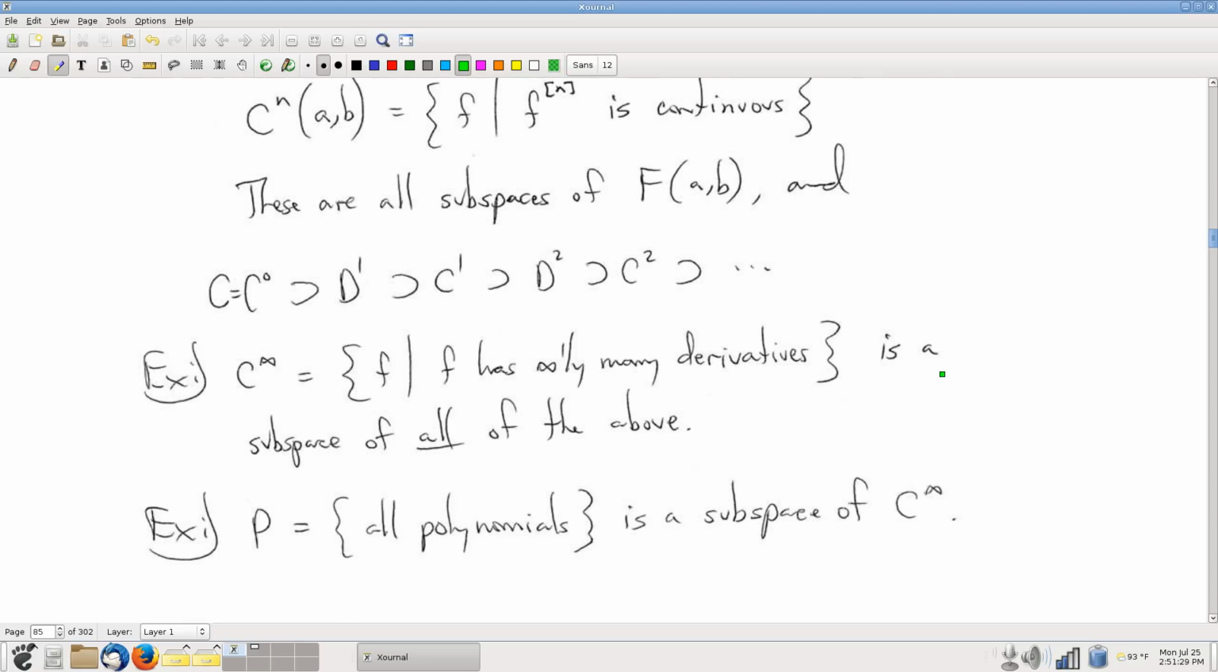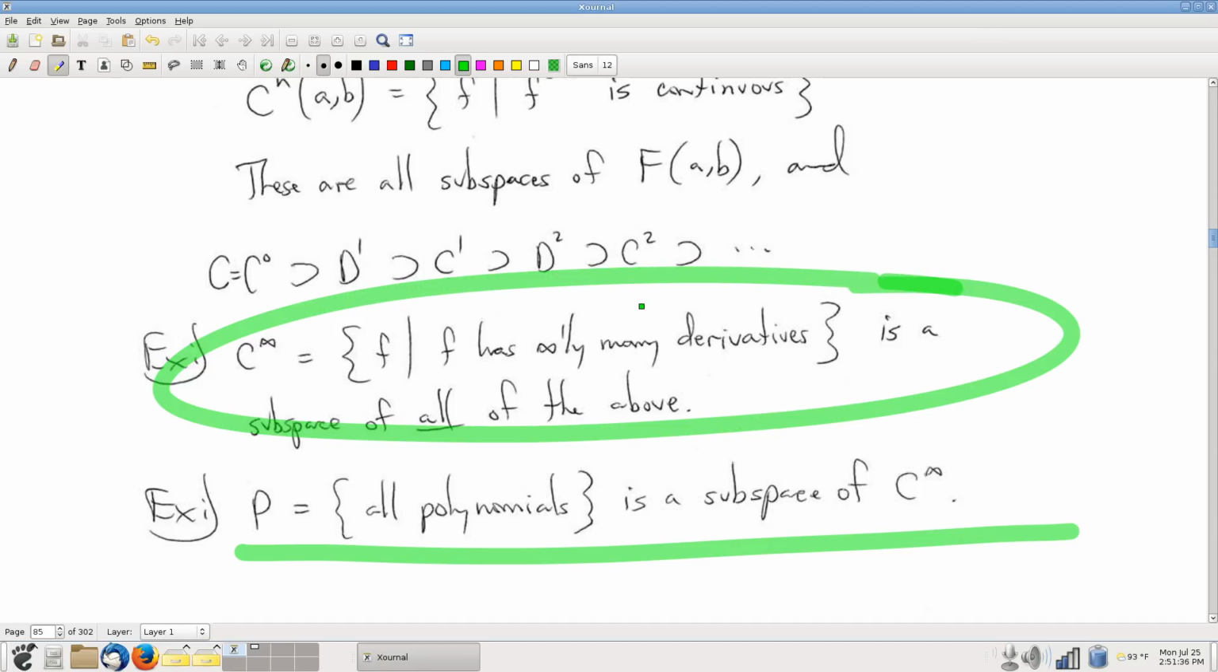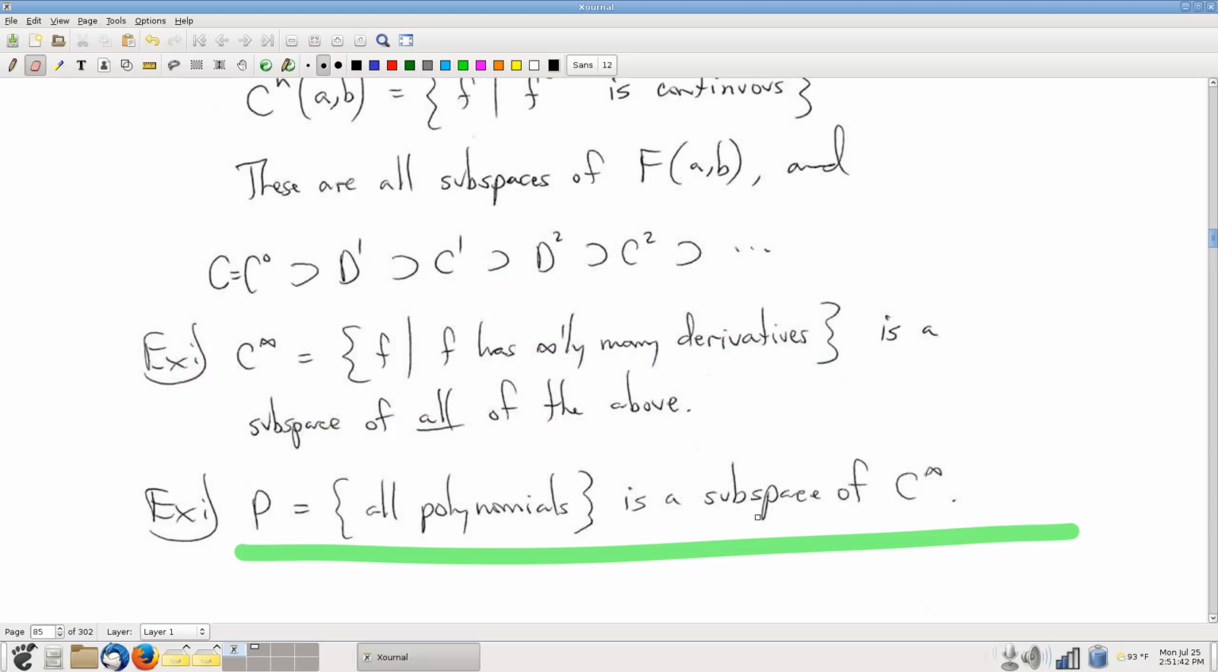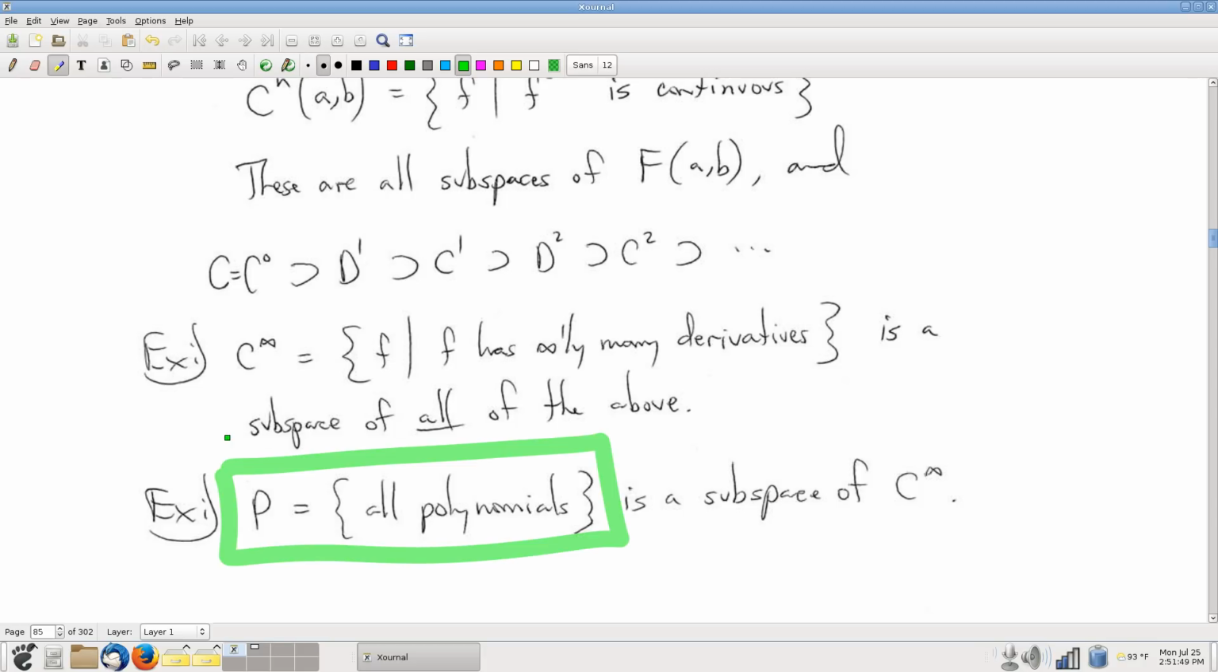Okay. Then there's a collection of all polynomials. Well, that's a subspace of C infinity because, of course, every polynomial has this feature of being infinitely differentiable. So these are increasingly smaller vector spaces. And the interesting thing is, you consider the collection of all polynomials. Well, this is, in fact, an immense vector space.